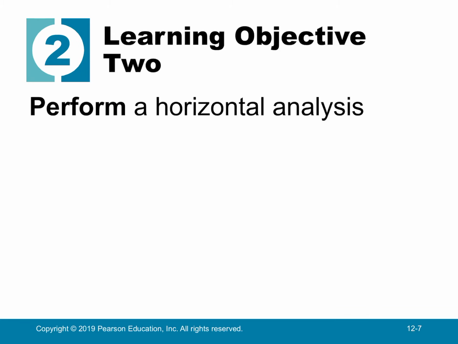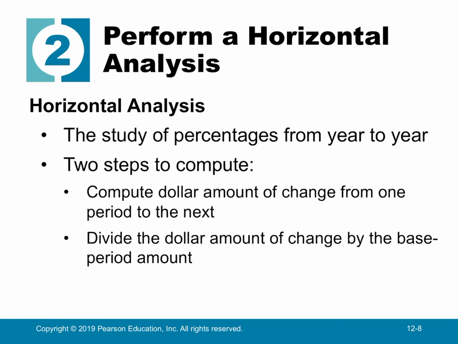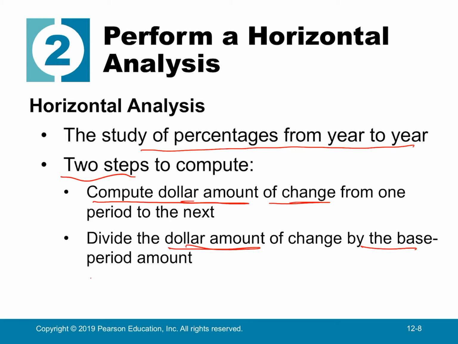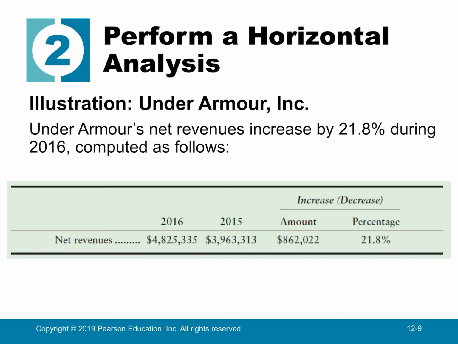We kind of already did this, but now we'll put a specific name to it. We'll perform a horizontal analysis. Horizontal analysis is just the study of percentages from year to year. To compute this percentage from one year to the next, there are 2 steps. You first compute the dollar amount of the change, and then you divide that dollar amount by the base period amount. Let's just do an example. It's the easiest way to learn this.